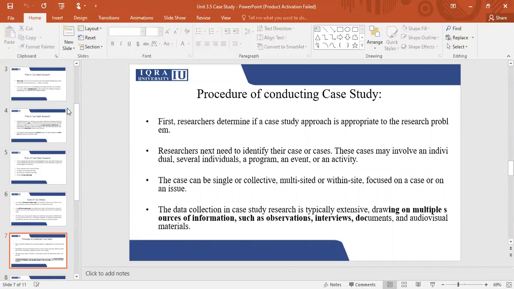So if we talk about the procedure of conducting a case study, the first thing that you need to do is you need to understand which case to be studied. You need to identify the case.